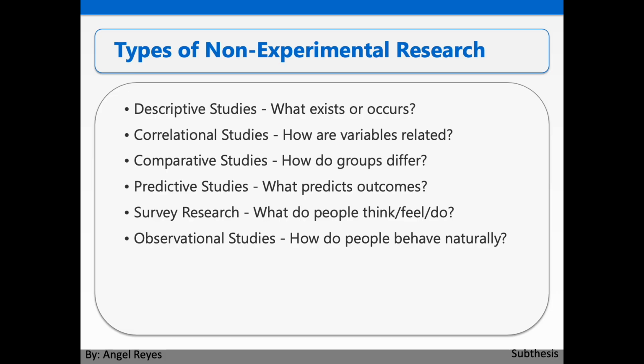Observational studies ask, how do people behave naturally? These involve systematic observation of behavior in natural settings, such as studying social interactions in workplaces or learning behaviors in classrooms.